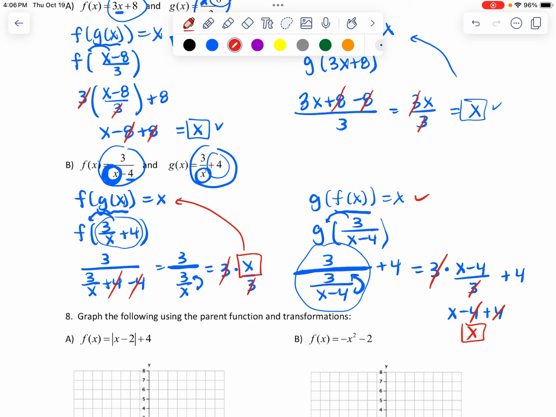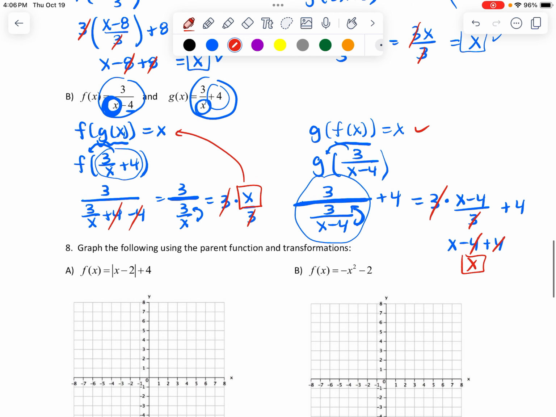Okay, so really practice those. If you're not good at them, write them down on a separate sheet of paper. Do it again. Look at your yellow and blue reviews. There's more practice there. If you still don't get it, please come in at lunch tomorrow so I can help you. All right, for these, make sure that you know your parent function.